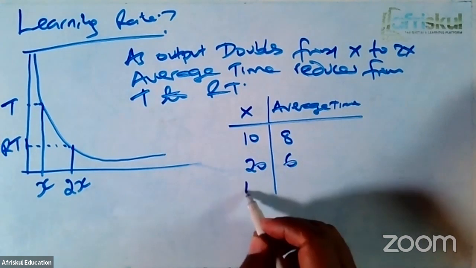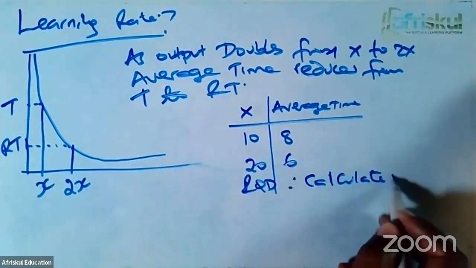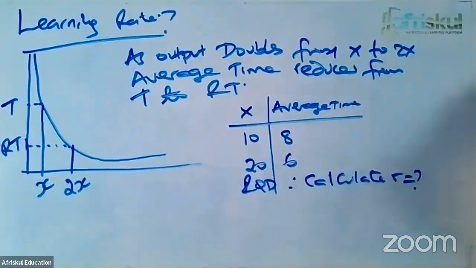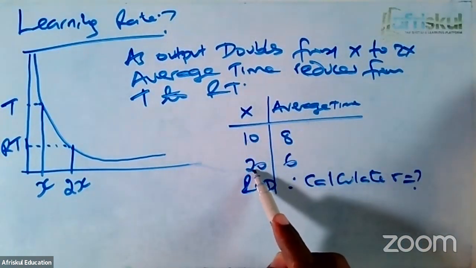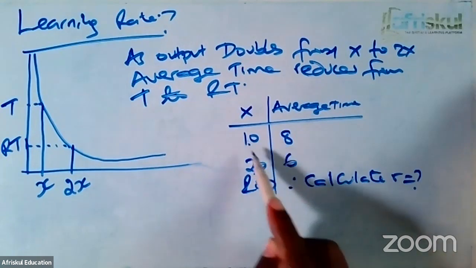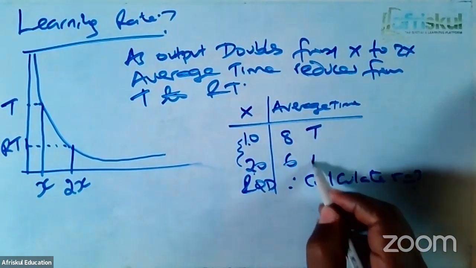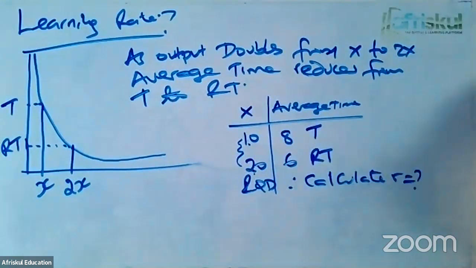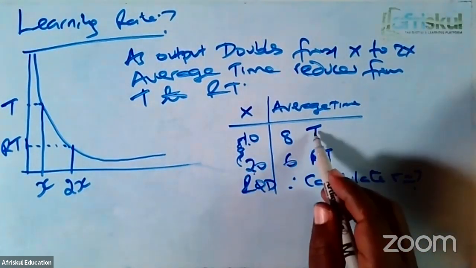So now from here, if you are required to calculate R, how will you get R? It's quite easy. When output doubles from X to 2X, 10 times 2 is 20. So I can see the doubling effect there. Then the time here will be T, and this will be RT. So long as there is a doubling effect, this will be T, RT.